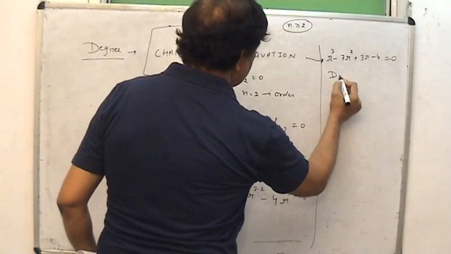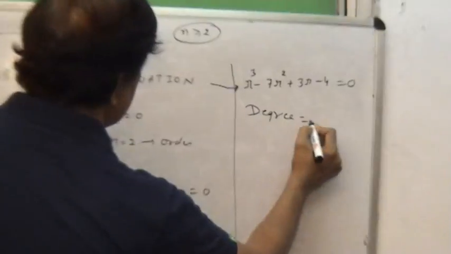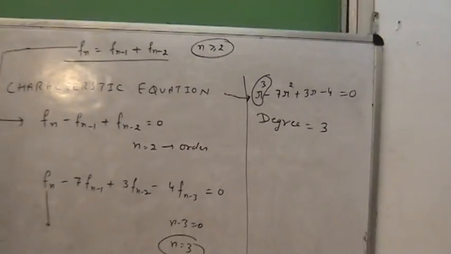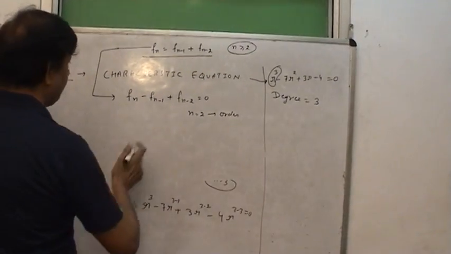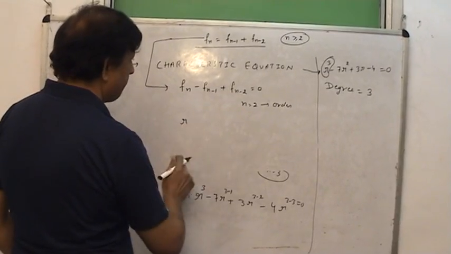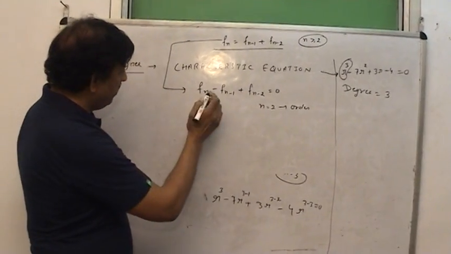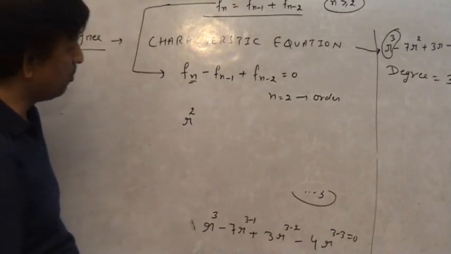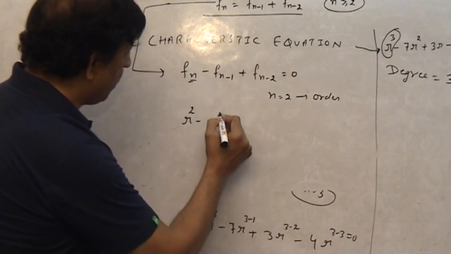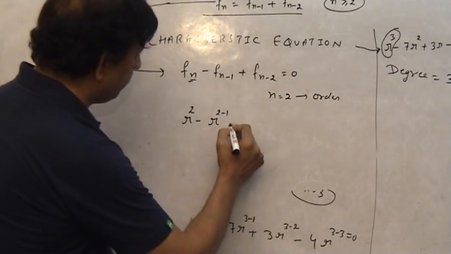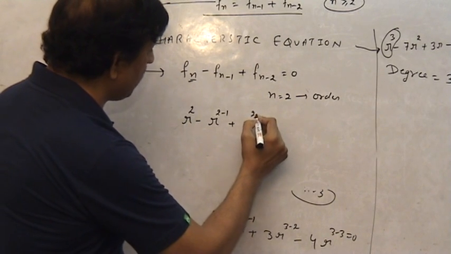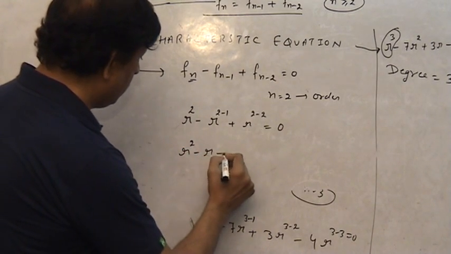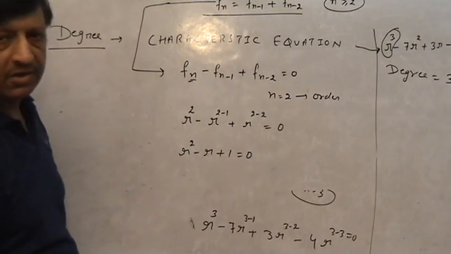In this example, we can say the degree is the power of the highest term, that is 3. Degree is 3. Now we see this example, f_n, where we consider a variable r. n is equal to 2. Here n is equal to 2, but we put it in the power: r raised to the power 2 minus r raised to the power 2 minus 1 plus r raised to the power 2 minus 2 is equal to 0, that is r square minus r plus 1 is equal to 0. It is the characteristic equation.